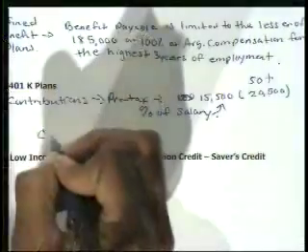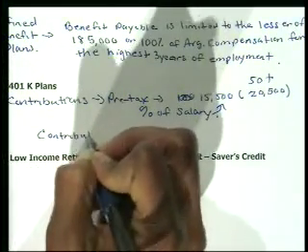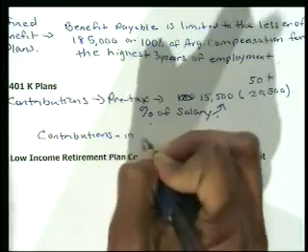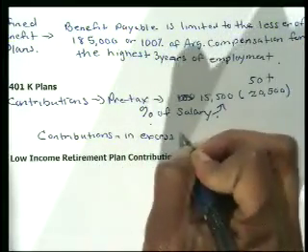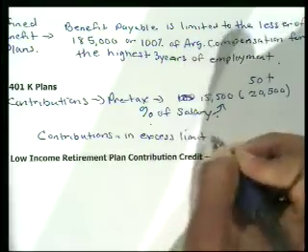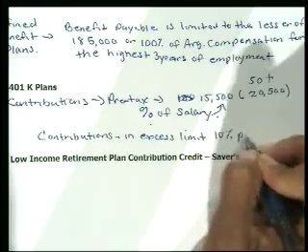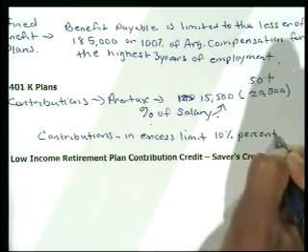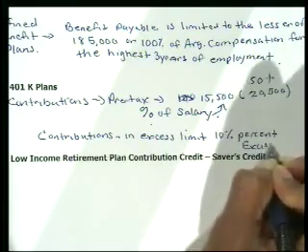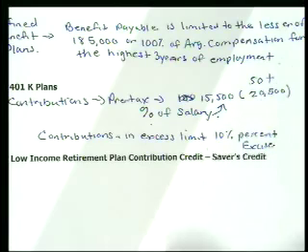Now keep in mind there's going to be a penalty. Contributions in excess of the maximum allowed amount are subject to a 10% excise tax. So contributions in excess of that limit are going to be subject to a 10% excise tax. Okay, and that's going to be imposed on the employer. So just be aware that there is a limitation on that.